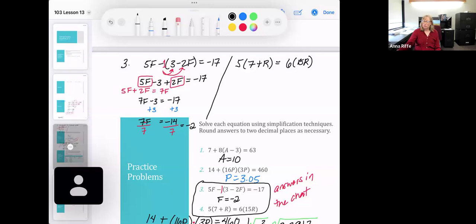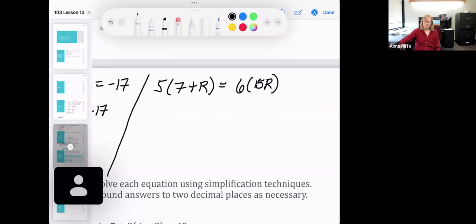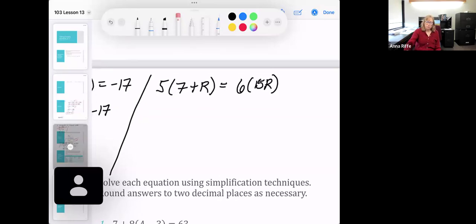Let's go ahead and do number 4 then. Make sure I wrote that down right. And again, this kind of illustrates the difference between the types of parentheses you're going to find. On the left, we have a sum within parentheses, and on the right, we don't. On the left, I'm going to distribute. I'm going to take the 5, multiply it by the 7, and multiply it by the r. 5 times 7 is 35. 5 times r is 5r.